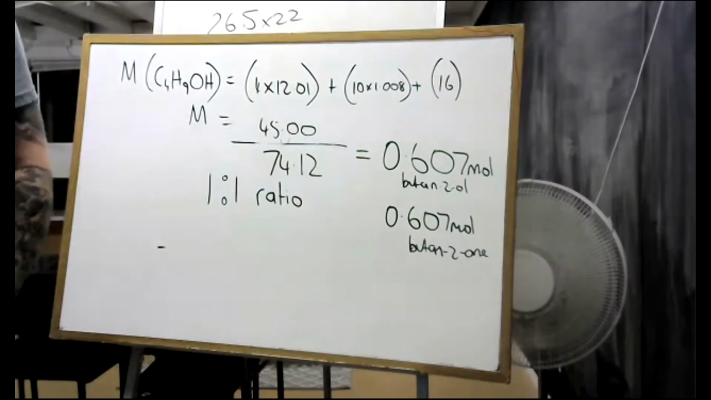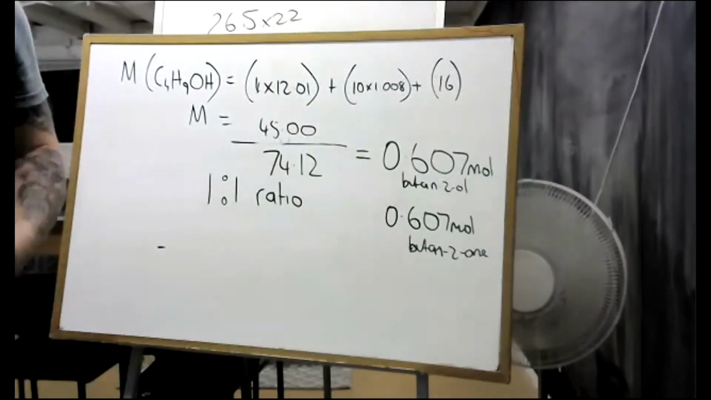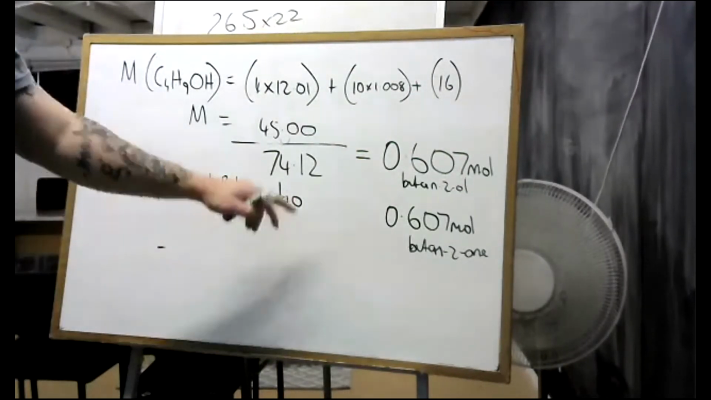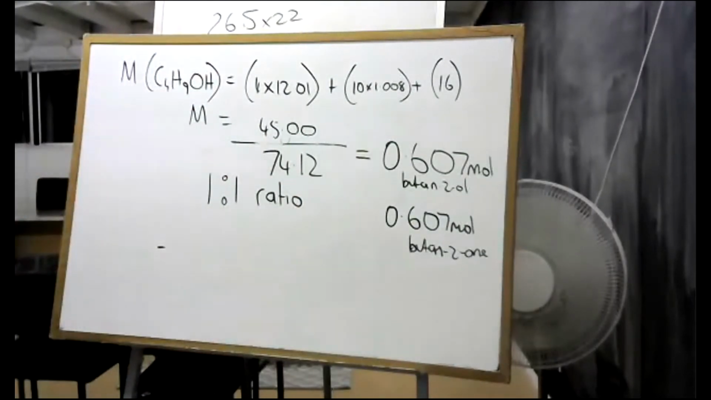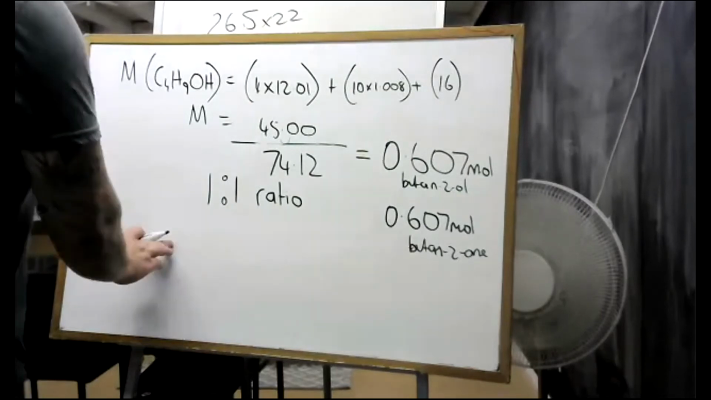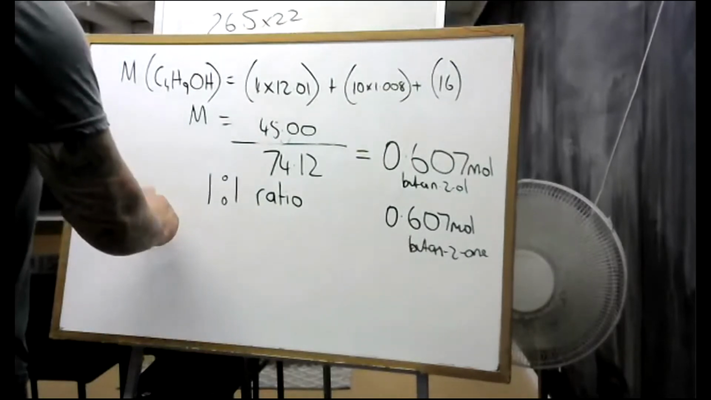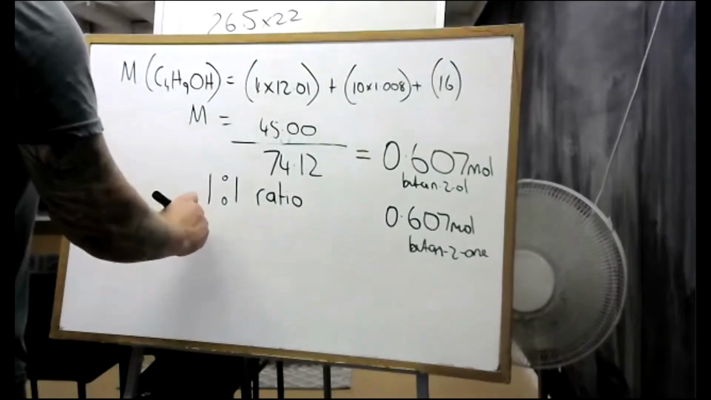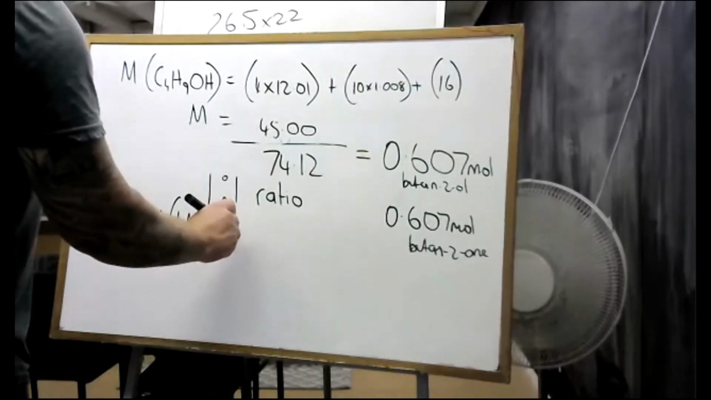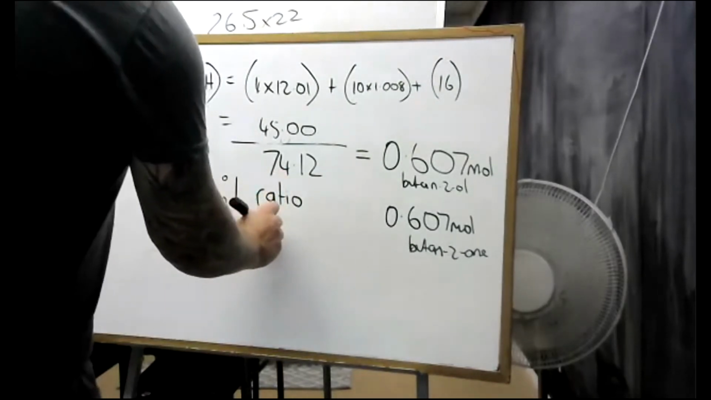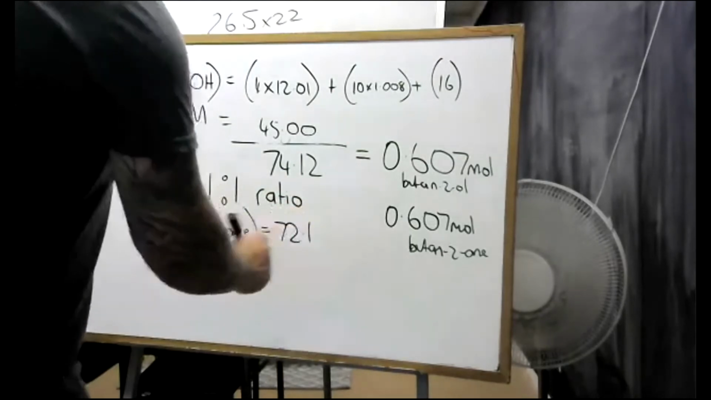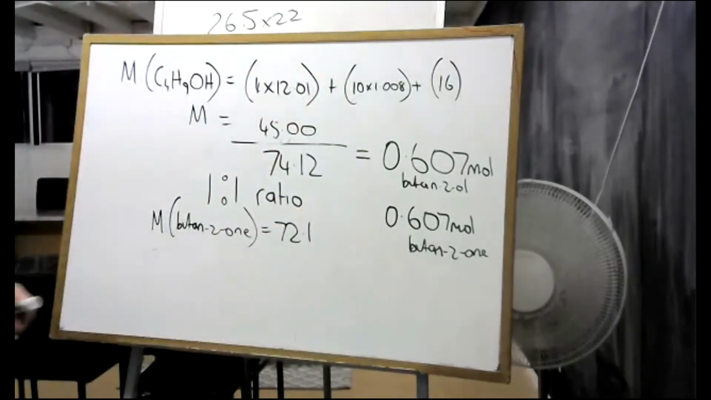What is the molar mass of our butan-2-one? So we've got 4 hydrogens. So the M of butan-2-one tells us we have 72.1. We can get that by doing the same as we did to calculate the molar mass.